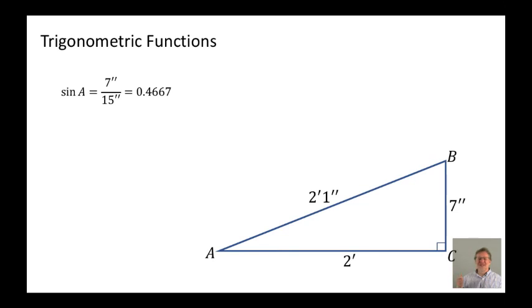2 feet 1 inch, that's 14 inches plus another inch, that's 15 inches. All right, so 7 inches divided by 15 inches. That's the value of sine. So the sine of the angle is 0.4667.